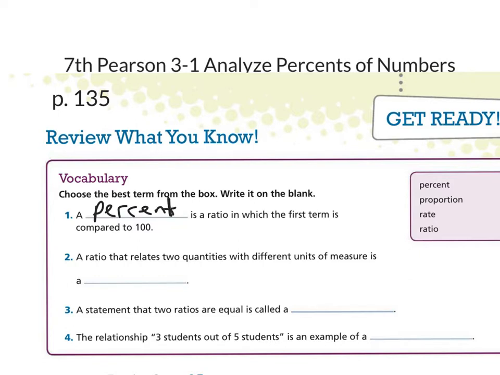Number 2, a ratio that relates two quantities with different units of measure. And that would be a rate. Different units of measure, so like 60 miles per 2 gallons, for example, would be a rate. More commonly, we've talked about unit rates, where we'd actually divide that out and get 30 miles per gallon, something like that. Number 3, a statement that two ratios are equal. That would be a proportion.